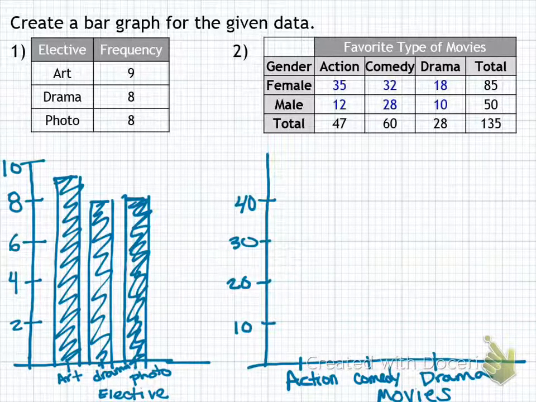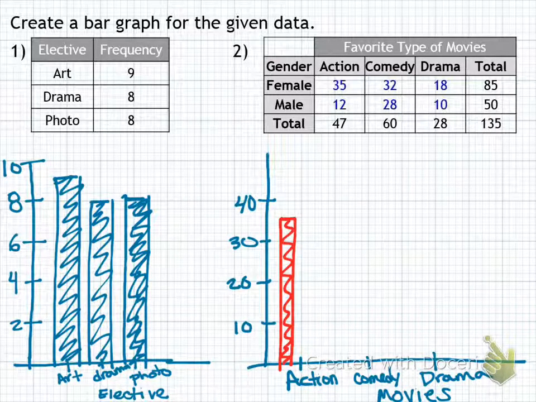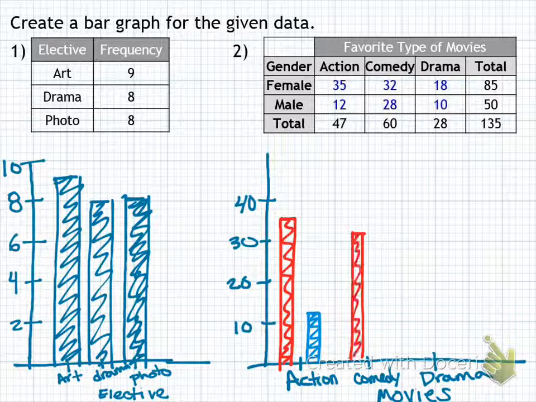Okay, then I'm going to plot each of these. So females who liked action movies. Okay, again, just doing the female part first. So this is 35. Okay, and then males who liked action movies was 12, so that's going to be here. Females who liked comedy there were 32, so that's this section right here. Then males who liked comedy, that was 28, so that's here.